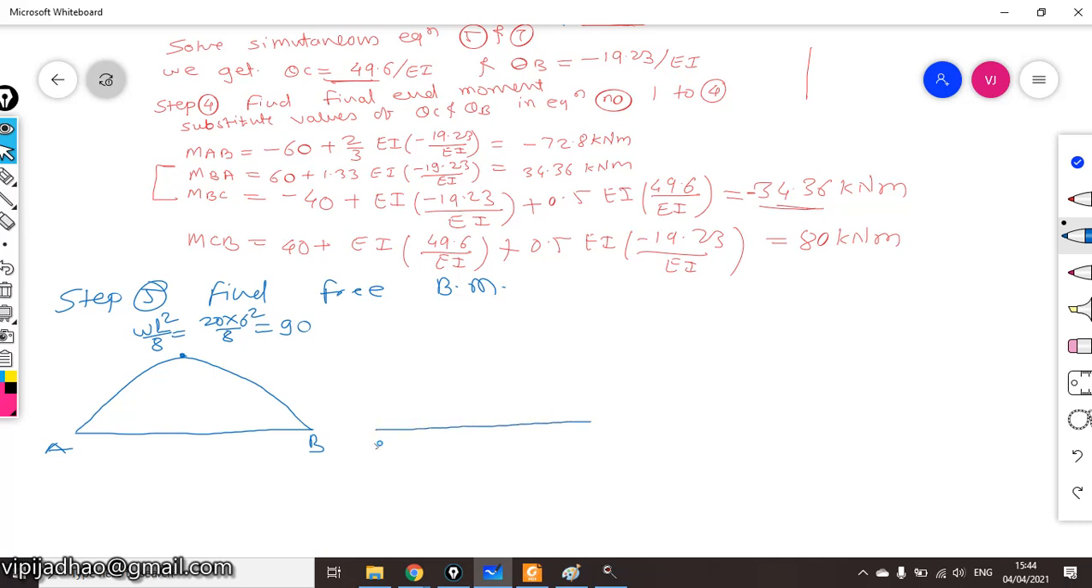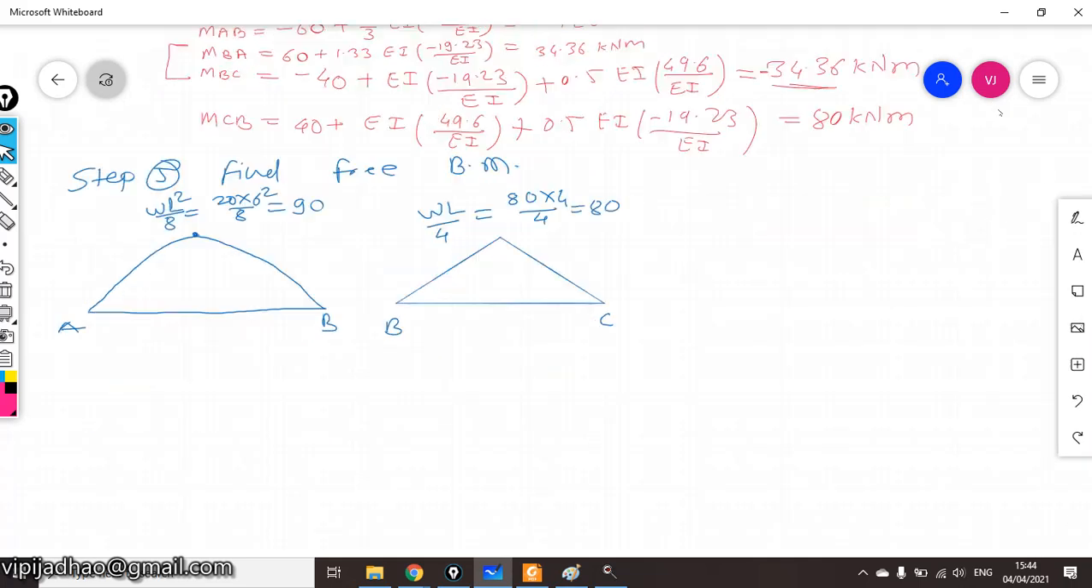For span BC, we will have the maximum bending moment like this, and the amount will be WL by 4. For this particular load, we have W as 80, L is 4, divided by 4, so this value will be 80. Now step number 6.